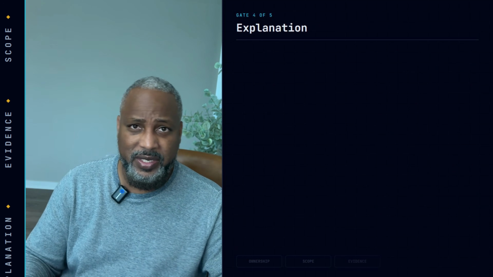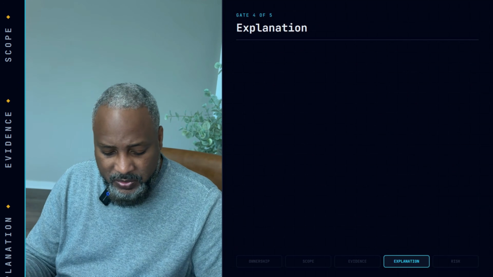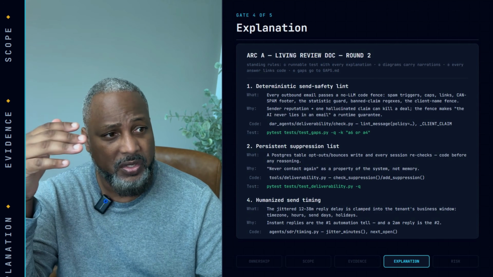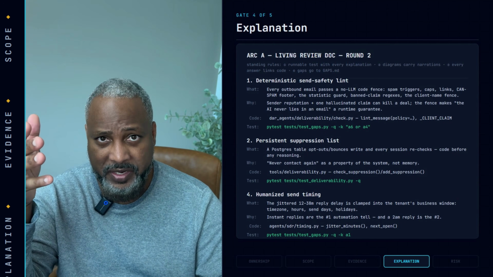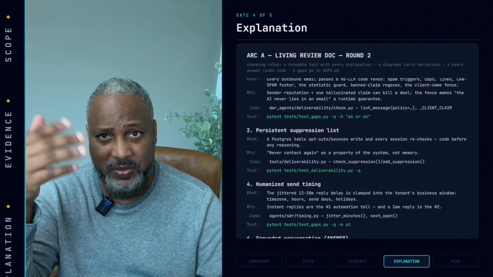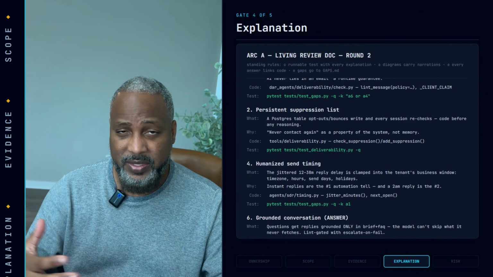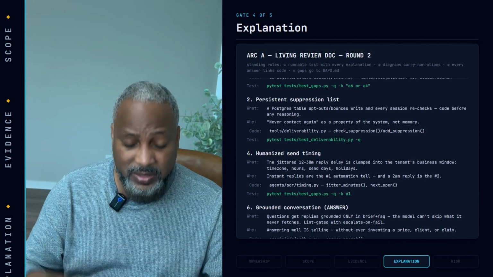So the next thing I get is an explanation. If you look at this real review documentation from my flow, you'll see that everything in here has an explanation as to what's done. So I can read that, and I can get a good feel as to whether the AI did what I wanted it to do. So that's a really big deal.